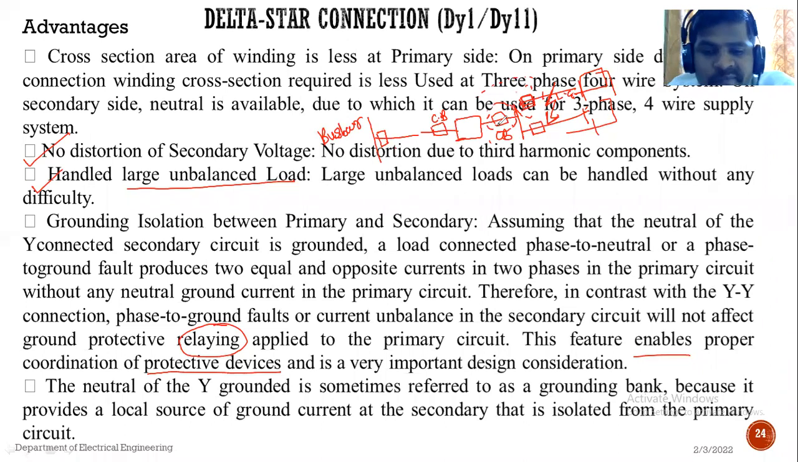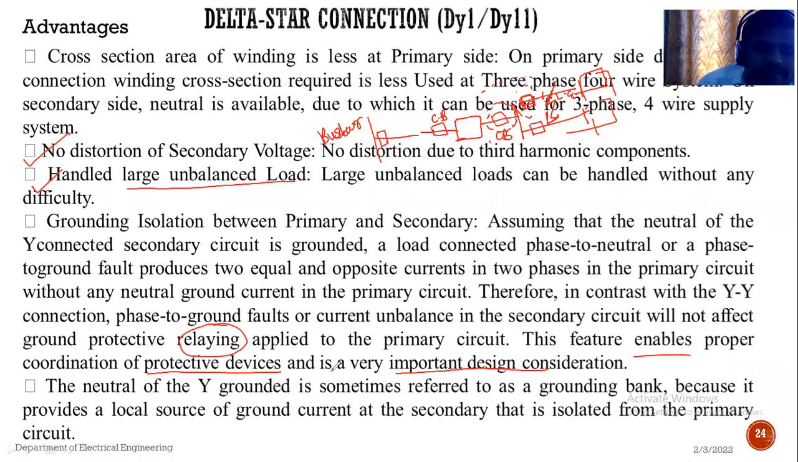So that means there is a coordination of this relaying equipment or switchgear equipment. If the coordination is not there, and any fault occurs, then the backup protection will not act. Then the equipment connected in the power system may be damaged, or a huge loss can occur. So coordination is important in power system protection. Protecting devices are a very important design consideration.